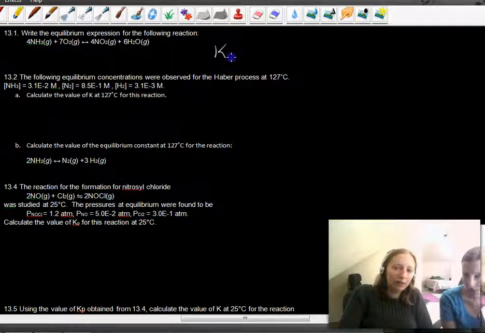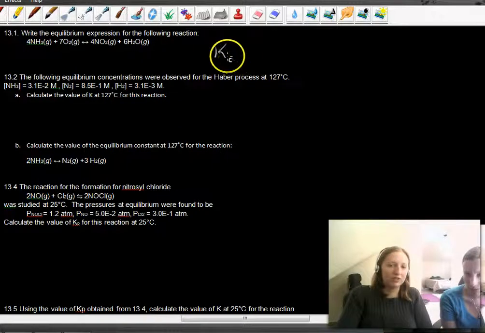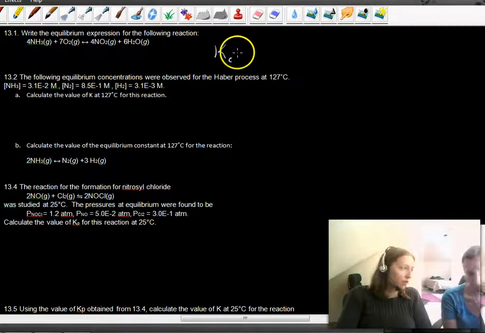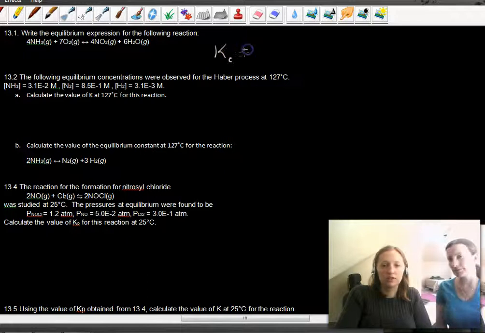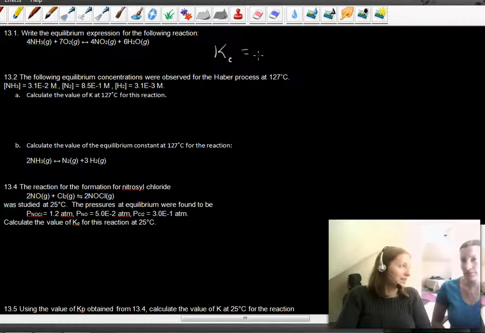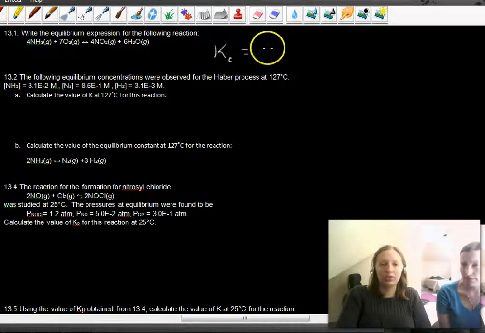Frequently they will have a little C here, which represents that this is the K that you get when you're using concentrations. That's what that C is. Often they will leave the C off because they figure that you know that. So K is the same thing as Kc. And you've got to have your products on top in brackets.